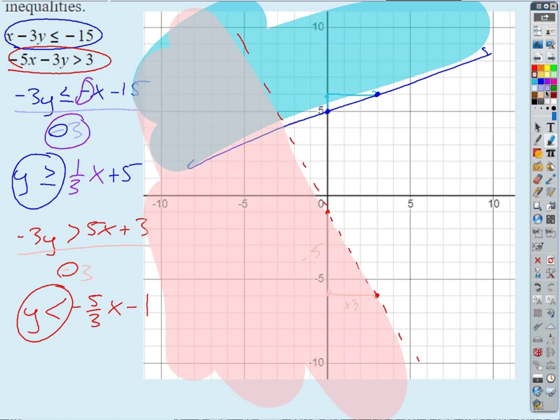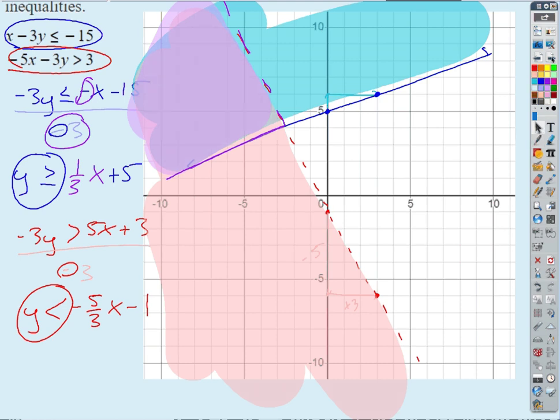Yeah. Right. And I've got a solid boundary and a dashed boundary. Okay? So that's it. No big deal. Now we're done? Almost.